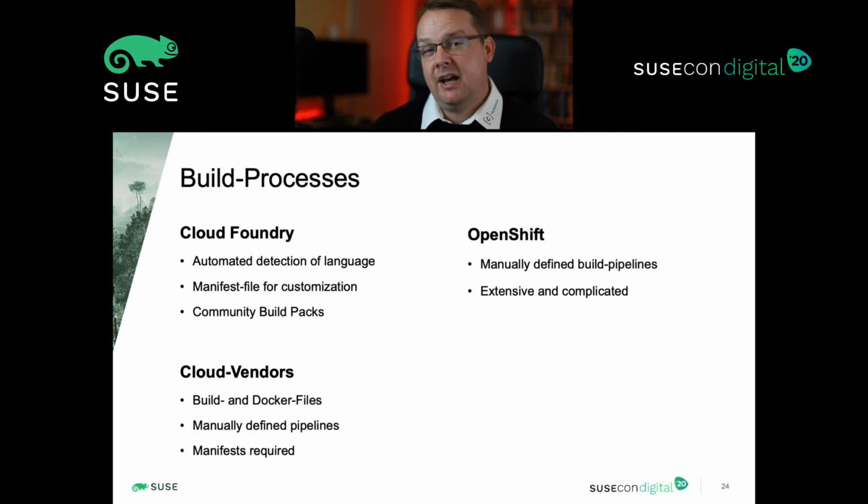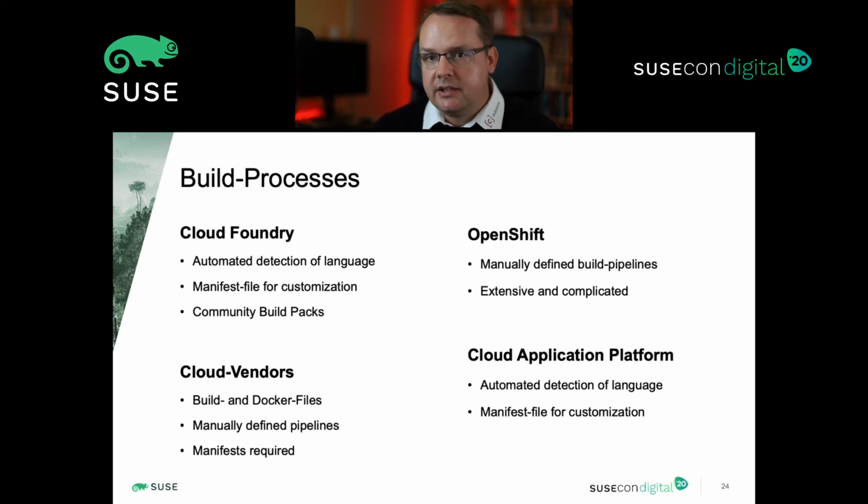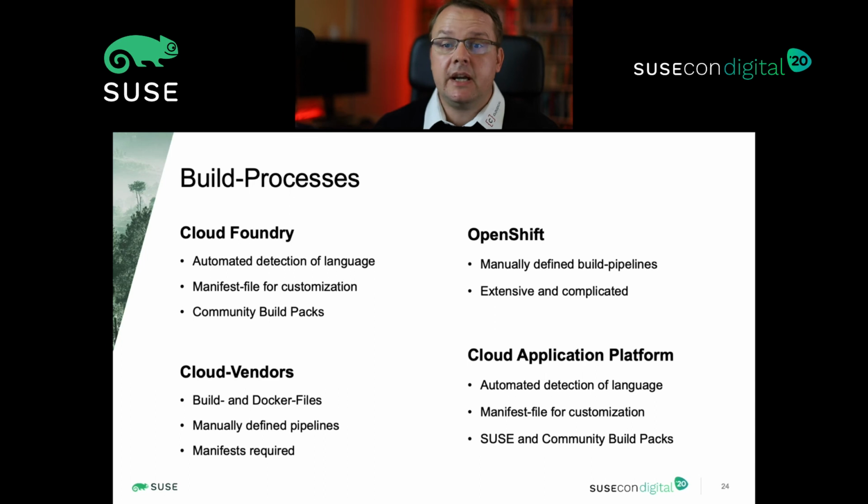Development teams usually love the idea of having something that builds the environment for you, but they don't like to do that on their own. They don't like to manually roll out things. And then we have SUSE Cloud Application Platform, where you basically have the same advantages as with Cloud Foundry, since it is a Cloud Foundry distribution. So you have the automated detection of the programming language. You can use a manifest file for customization, and you can use the community provided build packs, your own build packs, as well as SUSE provided build packs. So you get, then again, something on top.